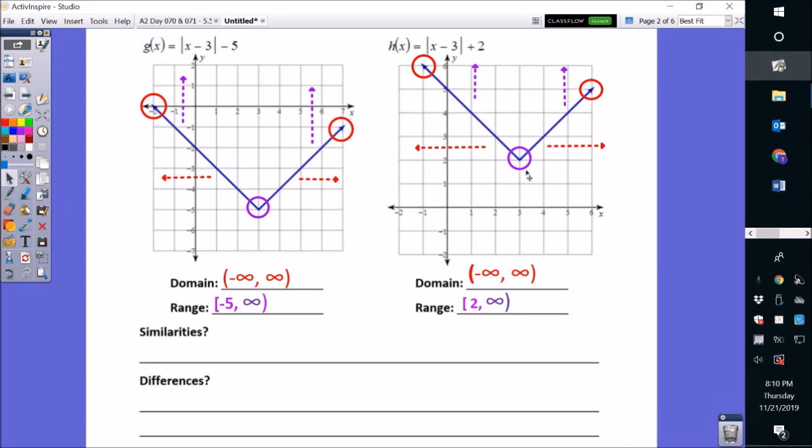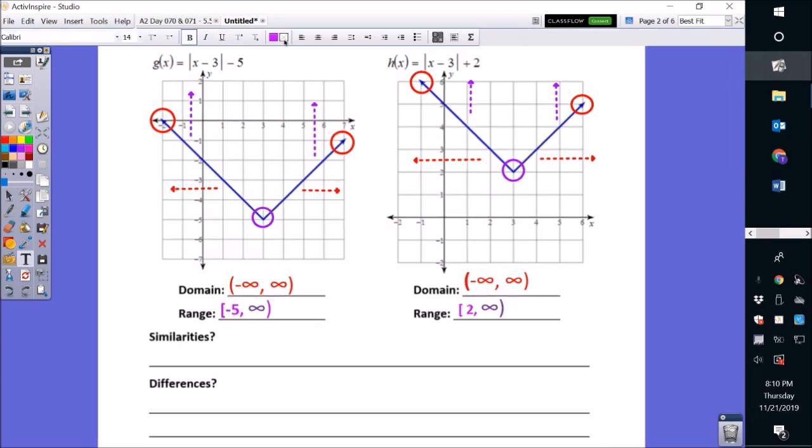All right, so let's talk about the domain and range between these two functions. So if we look closely, we notice that the domains are the same. And we notice that inside the function, x minus 3 is the same. So I would say that the similarity between these two is that the domain is the same.